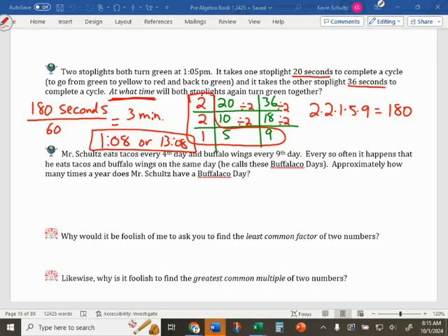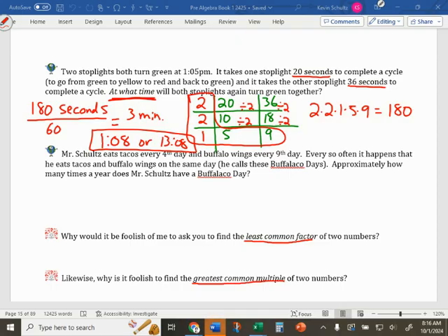Mr. Schultz eats tacos every 4th day and buffalo wings every 9th day. Every so often it happens that I eat tacos and buffalo wings on the same day, and I call those buffalaco days. They're my favorite. Approximately how many times a year do I have a buffalaco day, where I have both buffalo wings and tacos on the same day? And then, why would it be foolish of me to ask you to find the least common factor of 2 numbers? And likewise, why would it be foolish to ask for the greatest common multiple of 2 numbers?